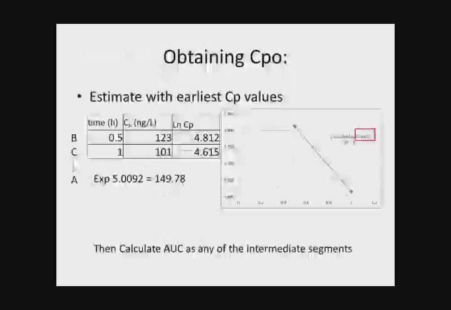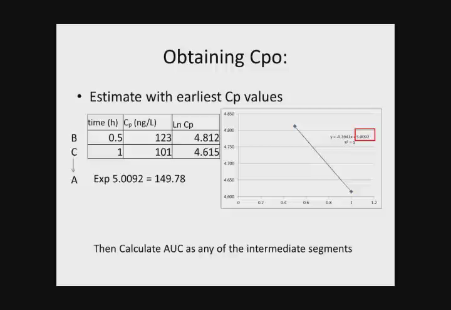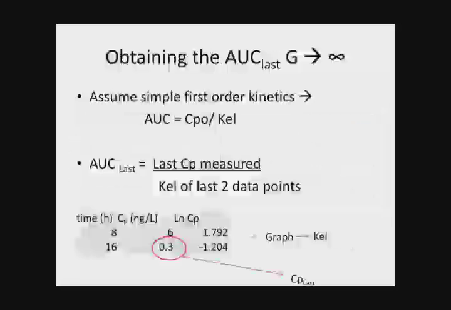To do that, we're just going to assume simple first order kinetics for the earliest time points in your figure, that is time points B and C, and you plot time versus the log of the plasma concentrations like we had done before. You can get an intercept and use that intercept to get your CP0, and with that you can calculate AUC for time points A to B. So that's nice.